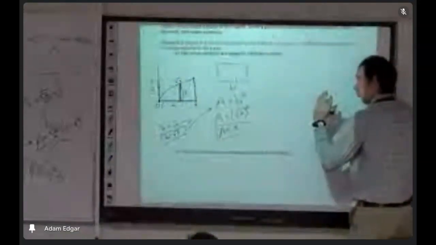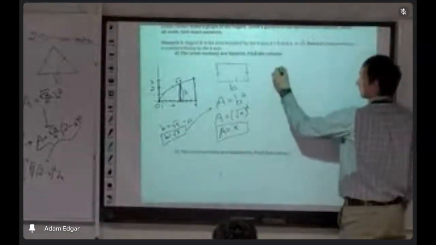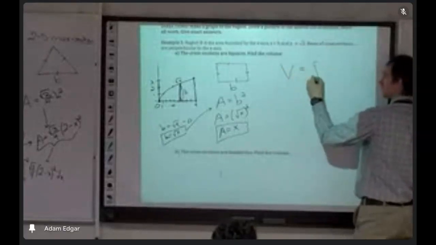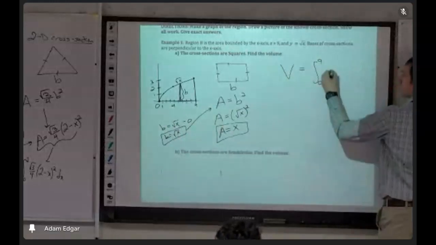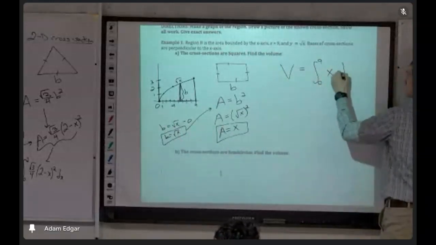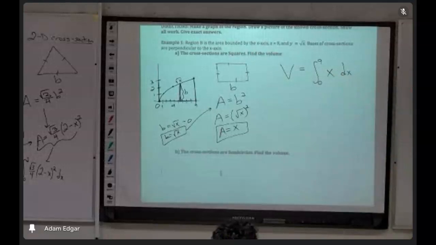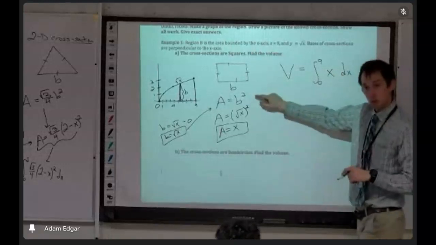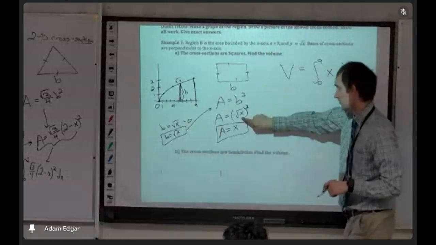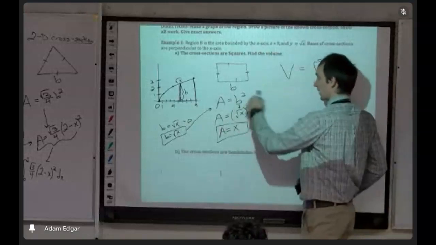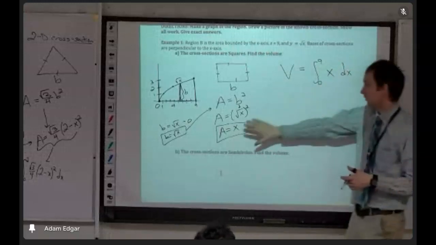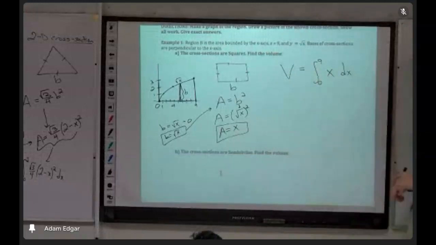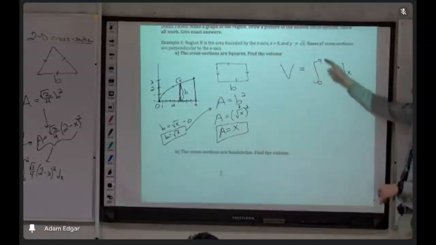Now, what do I do with that? Volume equals integral from 0 to 9, because we're going in terms of x across the x-axis, of x dx. So not even x squared. The area is x. It's b squared, but b is root x, and root x squared is just x. So we don't even really do anything to the area formula. Once we have our area formula in terms of x, that goes in the integral exactly as is. All you have to figure out with the integral then is, what are the bounds of integration?